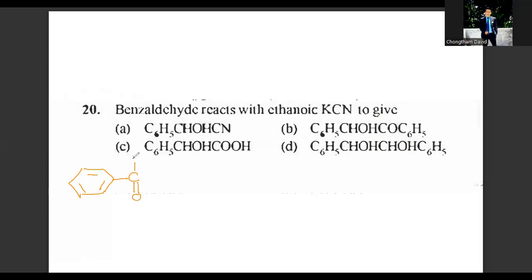So benzaldehyde, you can write here two molecules, but still I can write it here for you to understand easily. These are two molecules of benzaldehyde which undergo condensation in the presence of potassium cyanide, which is alcoholic. Heat this and you will form benzoin.